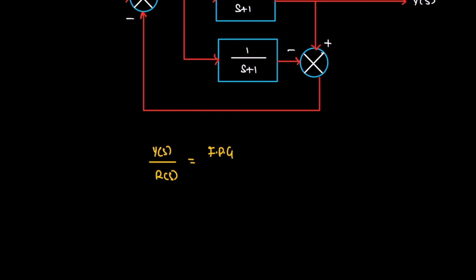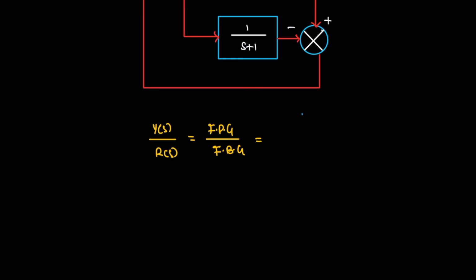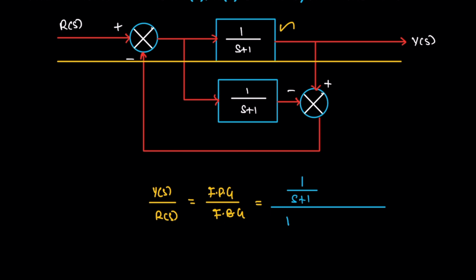forward path gain divided by feedback gain value. For this question, there is one forward path. The path gain is just 1 divided by (s plus 1). So the numerator value is 1 divided by (s plus 1). Then the whole is divided by 1, and the feedback value, based on the first summing point, we have two feedbacks.